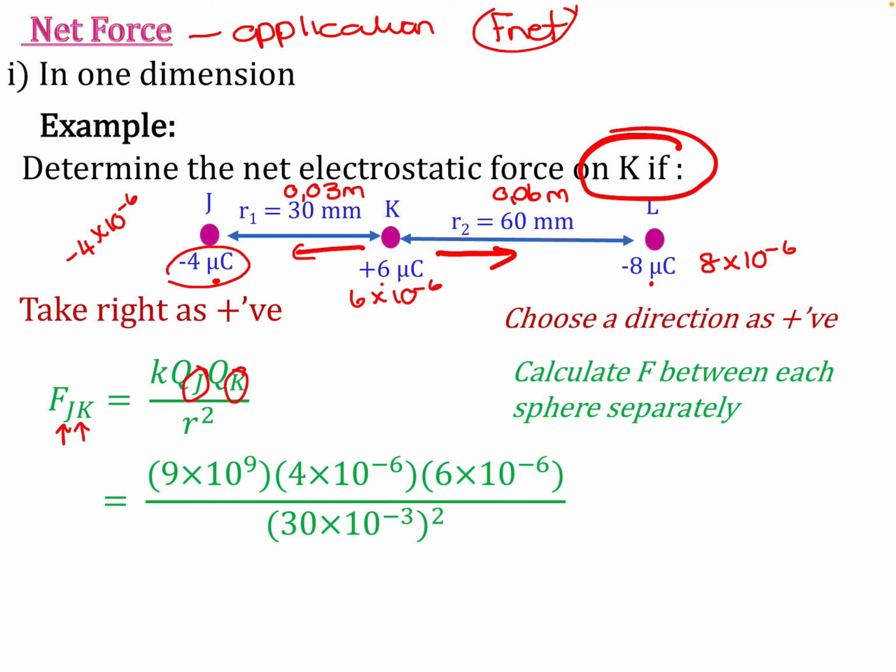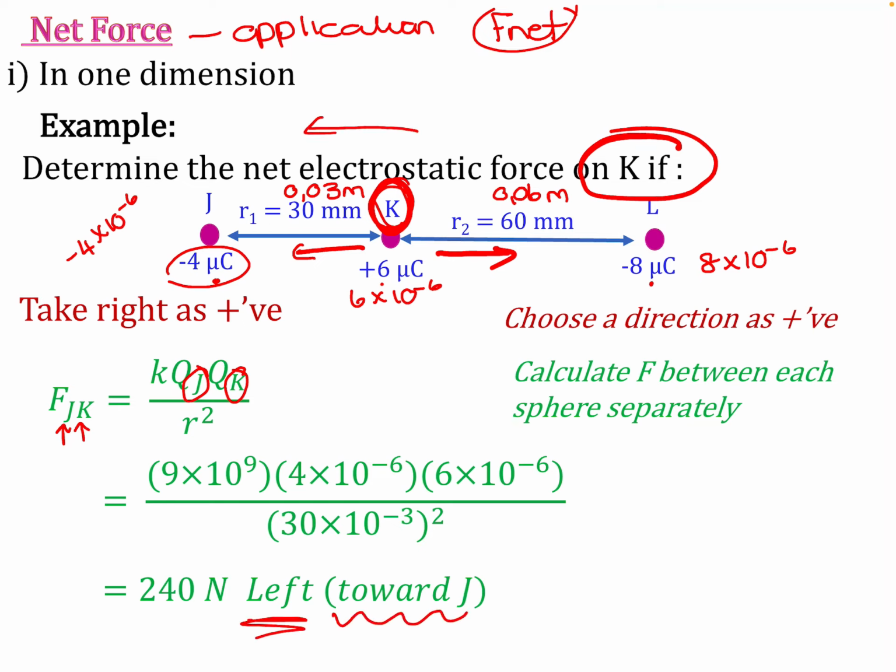We don't put any signs, sorry. And 0.03 is the same as 30 times 10 to the minus 3, which is put in scientific notation. So we get 240 newtons left. I have to put a direction here because an attraction isn't enough. I'm looking at specifically what happens to K. Alright? So K is going to go towards J. Yes, you can say towards J, but left or right is going to be more useful for me in the long run. So that's the force between J and K.